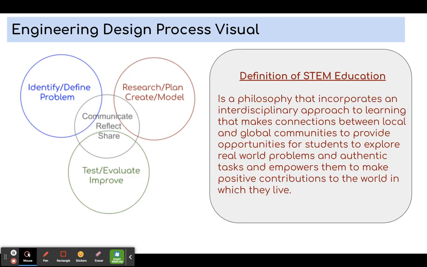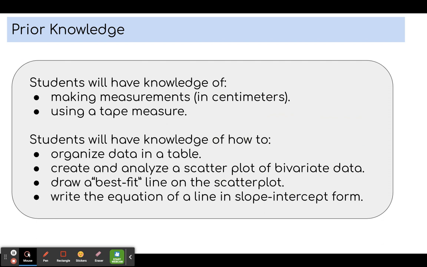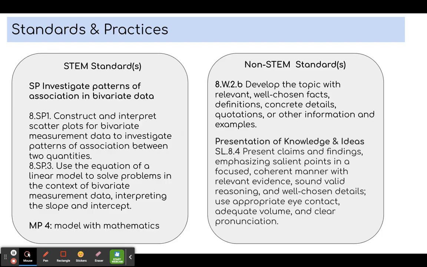This is the engineering design process visual and my definition of STEM education. Students' prior knowledge: they will be able to make measurements and use a tape measure. They'll have knowledge of how to organize data in a table, create and analyze a scatter plot of bivariate data, draw a line of best fit, and write an equation of the line in slope-intercept form.